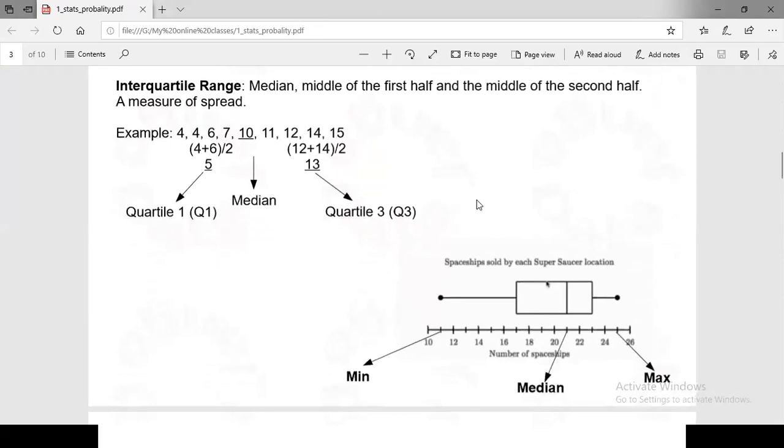All have understood that, IQR. Okay, now I'll move to the spread of data.